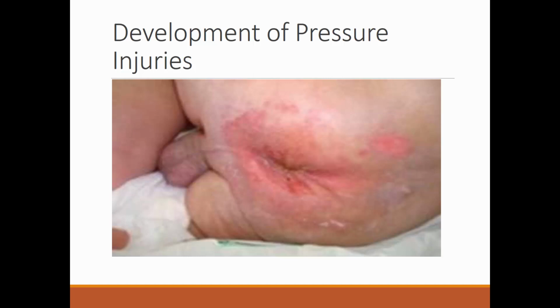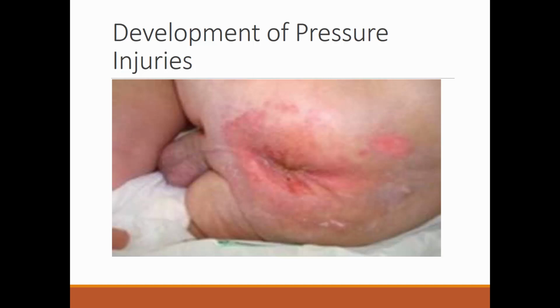So reactive hyperemia is blanchable, and if pressure is relieved in a short time, the capillaries dilate, but with blanchable hyperemia there's no tissue loss if the pressure is relieved. If it's non-blanchable hyperemia or redness, this indicates tissue damage, and this is the first stage of pressure ulcer development, but it still may be reversible if pressure is relieved and tissue is protected.